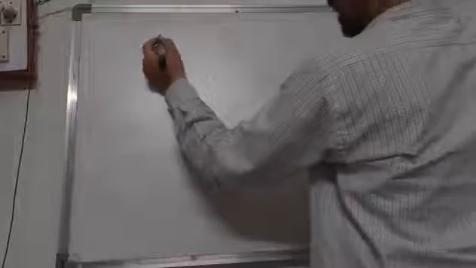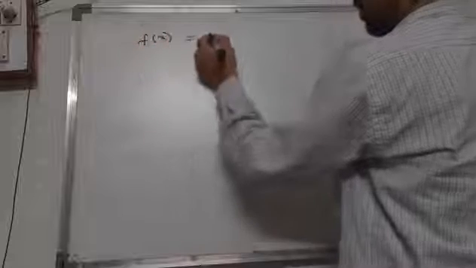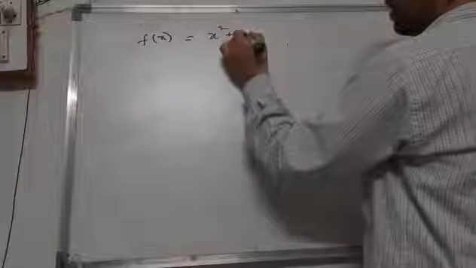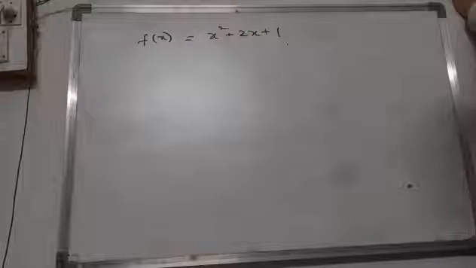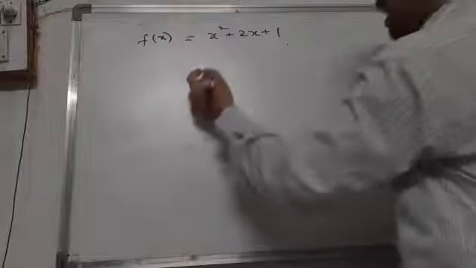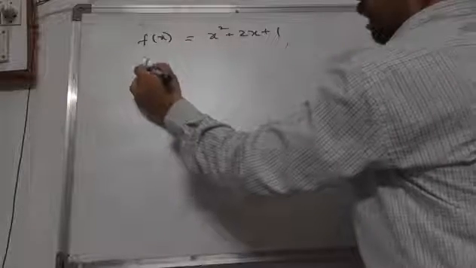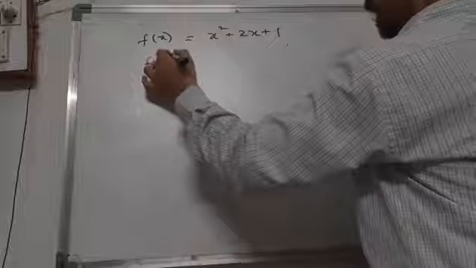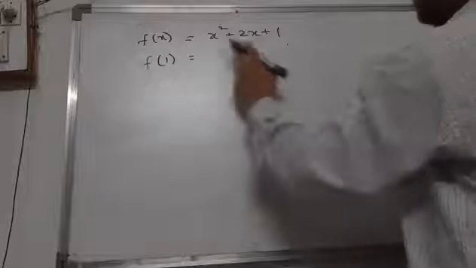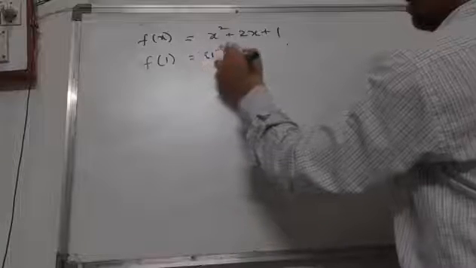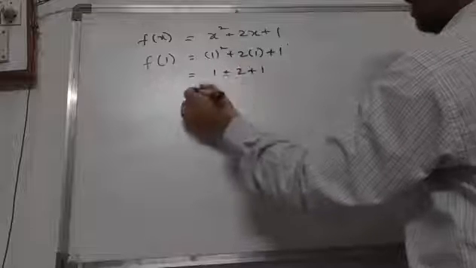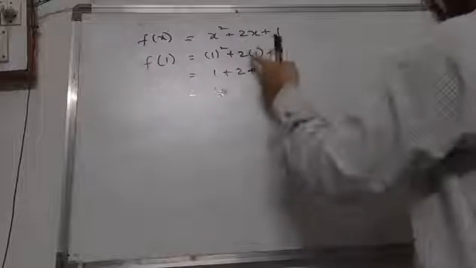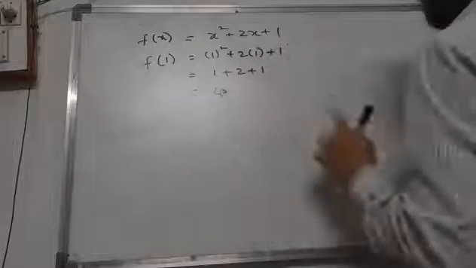So here, first of all, we take a function f of x is equal to x square plus 2x plus 1. Now we shall choose some values. Suppose I take f of 1. So we get 1 square plus 2 into 1 plus 1, which is 1 plus 2 plus 1, equal to 4. This is the f of 1 value.